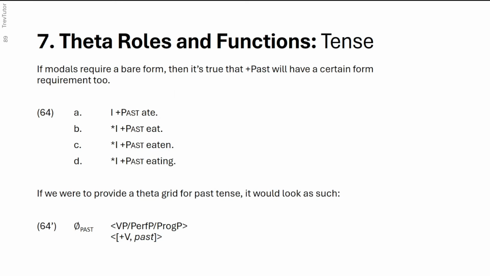In terms of tense, tense is going to have some selection too. It's not going to care whether a VP, perfect phrase, or progressive phrase comes after it, but it does want something very specific. And that is, if tense is plus past, it is going to take past. We can't say I eat with past tense. We can't say I eaten with past tense and I eating with past tense. If we're going to have past tense in there, it should be selecting something that's past. So if tense is past, then it's going to be selecting the next thing in line that is of the past form.